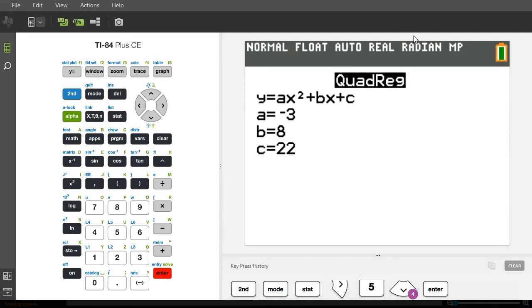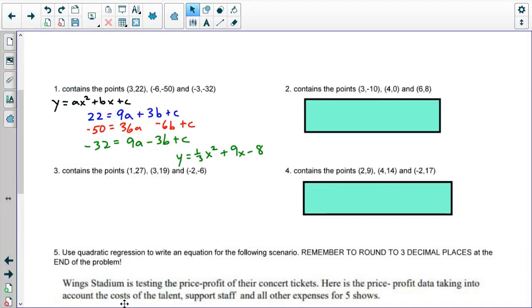So -3x squared plus 8x plus 22. Don't forget to put the y. So y equals -3x squared plus 8x plus 22.